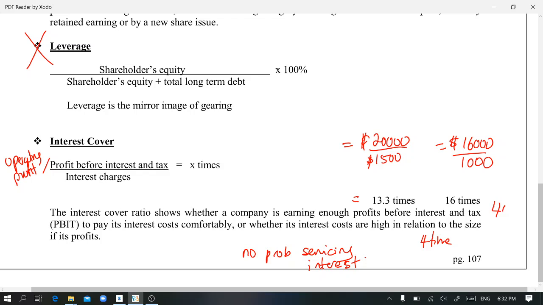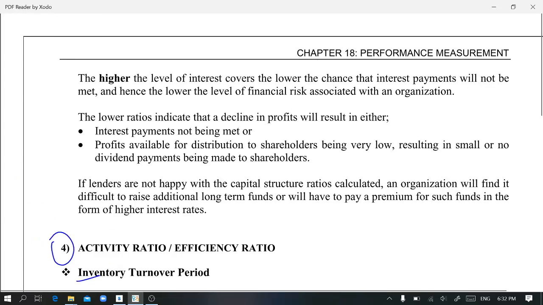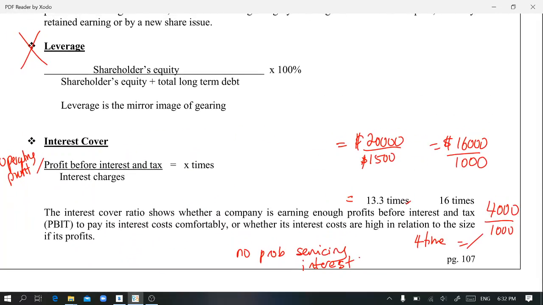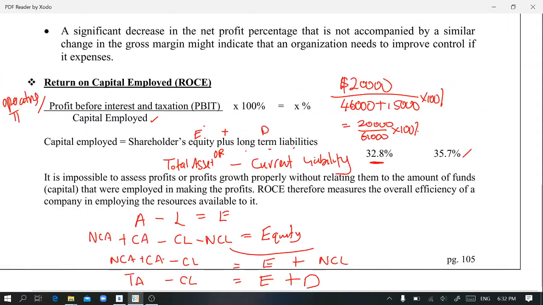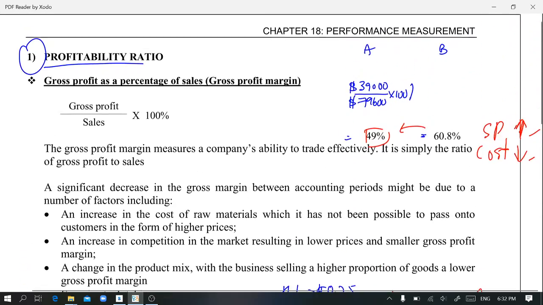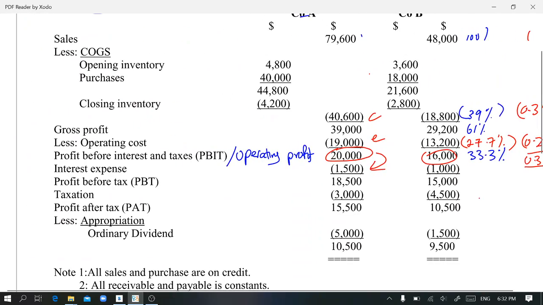More than enough. 4 times will be sufficient. It means you got 4,000 profit, 1,000 interest, 4 times is considered good enough. But this one, 13 and 16, is more than enough. No issue in terms of servicing interest. Right? Now be careful here, because the formula is profit before interest and tax, PBIT divided by interest.